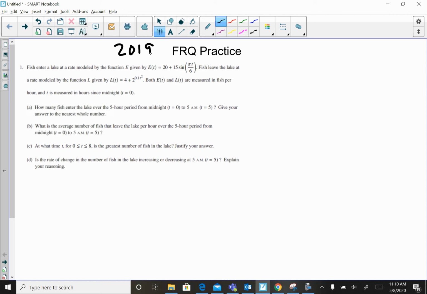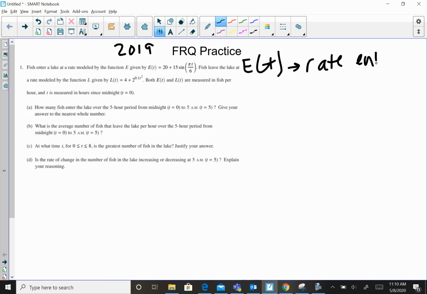All right, so number 1: fish enter a lake at a rate modeled by the function E, given by E of t, which is this. So E of t is my rate entered. Fish leave the lake at a rate modeled by the function L. So L of t is rate leave. E and L are measured in fish per hour, and t is measured in hours since midnight.